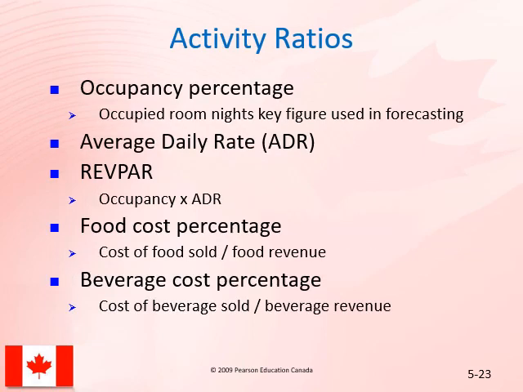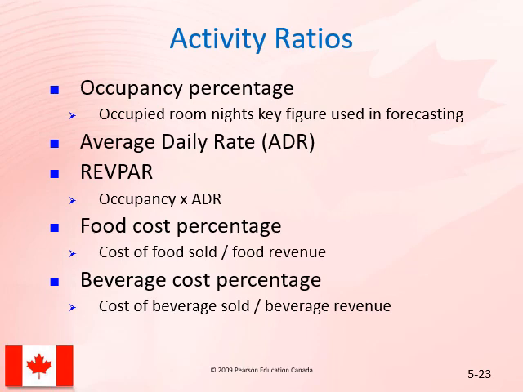We have some activity ratios. We have our occupancy percentage. This is more so used in hotels, but could also be used in restaurants. It really depends on how you want to do it. Occupancy percentage is the number of occupied rooms on a particular night divided by the total number of rooms. In a restaurant, table turnover is a good number to use. It's kind of the same thing.